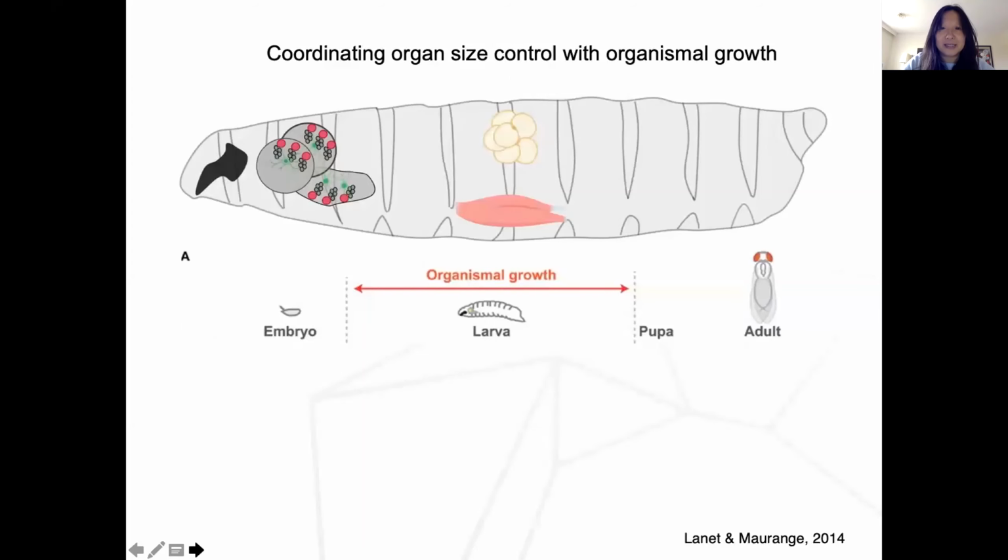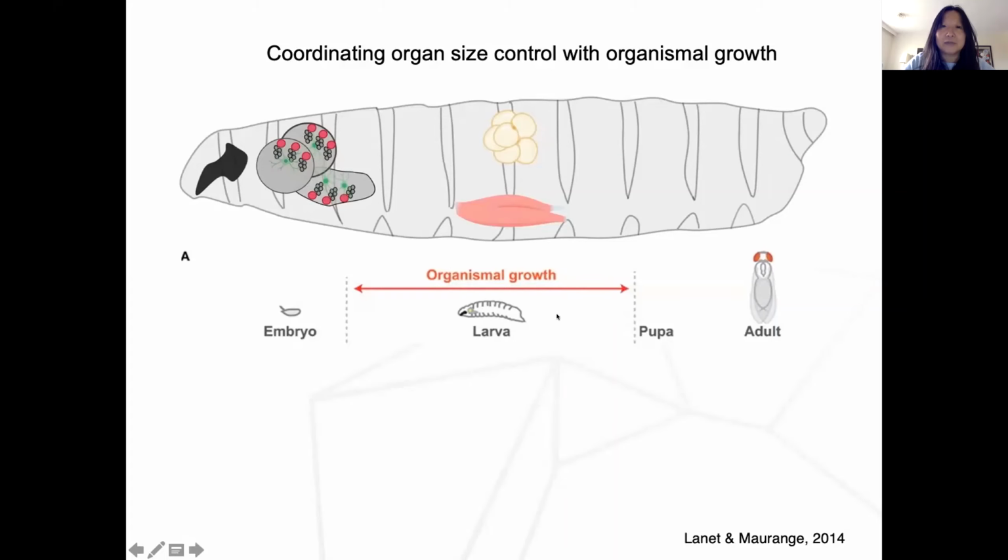What you're looking at here is the developing fruit fly Drosophila, at larval stages of development. We choose to study these questions at this stage because the larvae undergo tremendous organism growth in response to dietary nutrients, approximately 200-fold from the beginning of larval stages to the end.